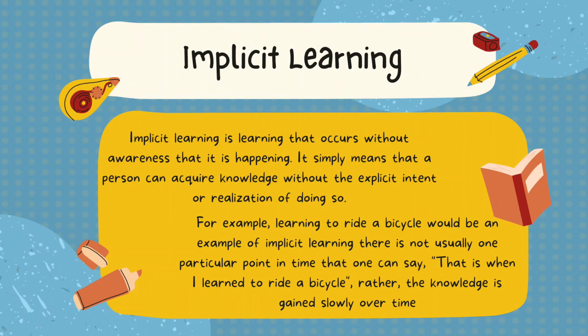And also the implicit learning is characterized by four main properties. There are the unconscious mode of processing, abstract representation of acquired information, incidental character of learning, and also relatively independent of attentional research and disorders. And for example, learning to ride a bicycle would be an example of implicit learning because there is not usually one particular point in time that one can say, that is when I learned to ride a bicycle. Rather, the knowledge is gained slowly over time.